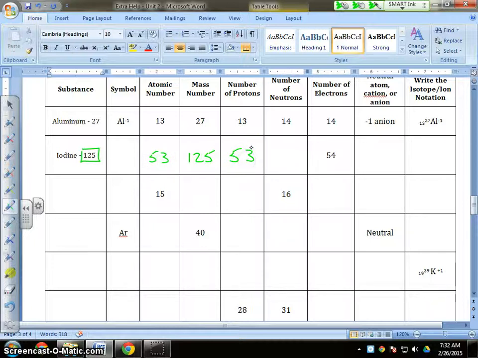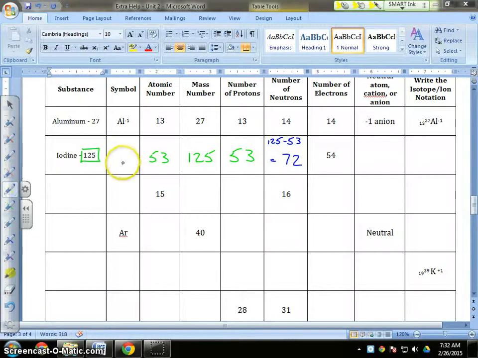Okay. So from there, to find my neutrons, I'm basically taking 125 minus 53, essentially all of the things in the nucleus minus the protons that are in the nucleus, to give us, what do we got there, 50, 75, 72. So 72 neutrons. Okay.